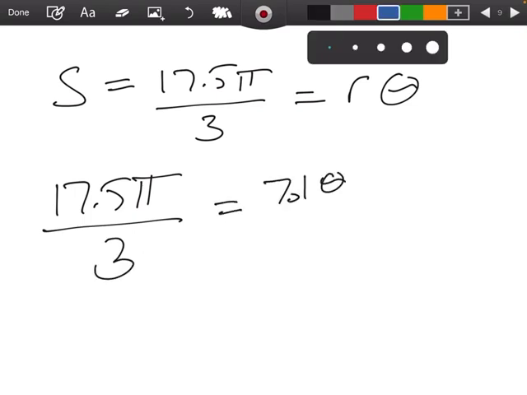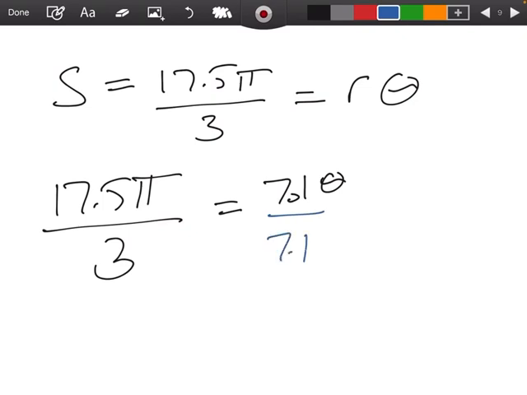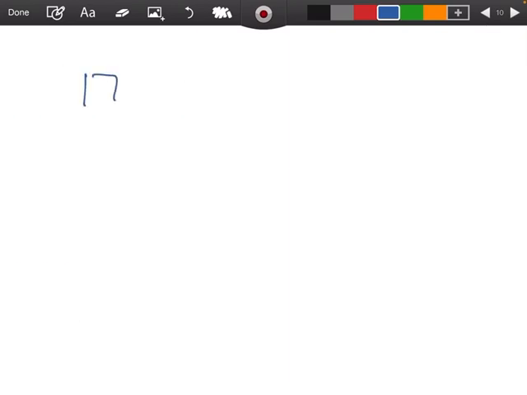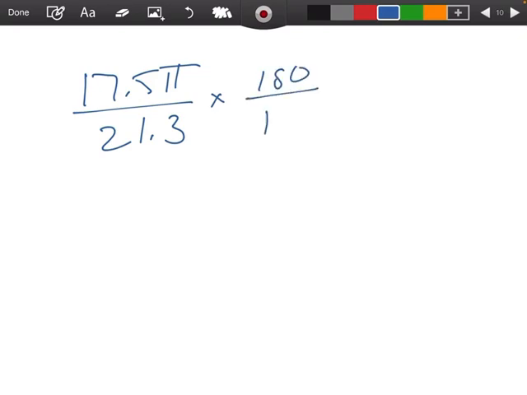So I'm going to go ahead and divide everything by 7.1 here and put that 7.1 right over there. Okay. So now I have 17.5 pi over 3 times 7.1, which should be something like 21.3, is equal to theta. So there's my angle in radians, but we want to convert it to degrees. So now we're going to take 17.5 pi over 21.3 and multiply that by 180 over pi.